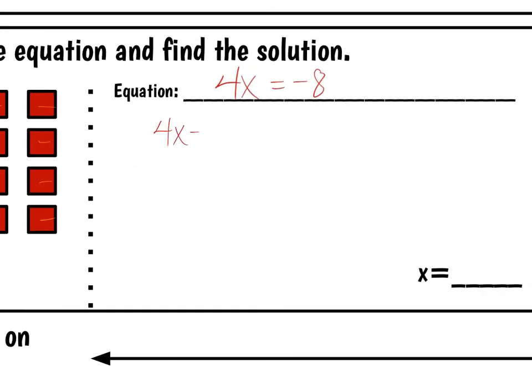So we have 4x is equal to -8. I have a coefficient of 4 in front of the x, which means that is connected by multiplication. So to undo that, we divide both sides by 4. So then we have -8 divided by 4, which gives us a quotient of -2.